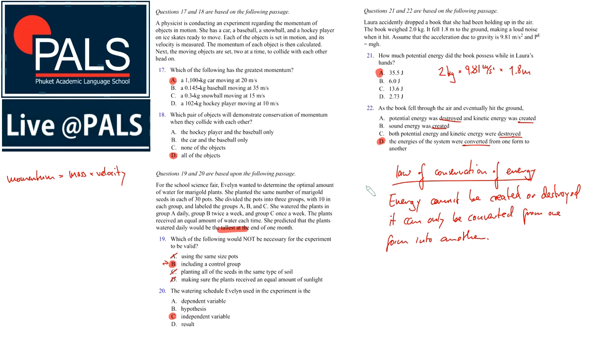When the book is falling, its gravitational potential energy, its stored energy, which we calculated was 35.5 joules, will be converted into kinetic energy because it's accelerating while it's falling. When it hits the ground, the kinetic energy of the book is converted into sound energy and some heat energy as it impacts the floor.